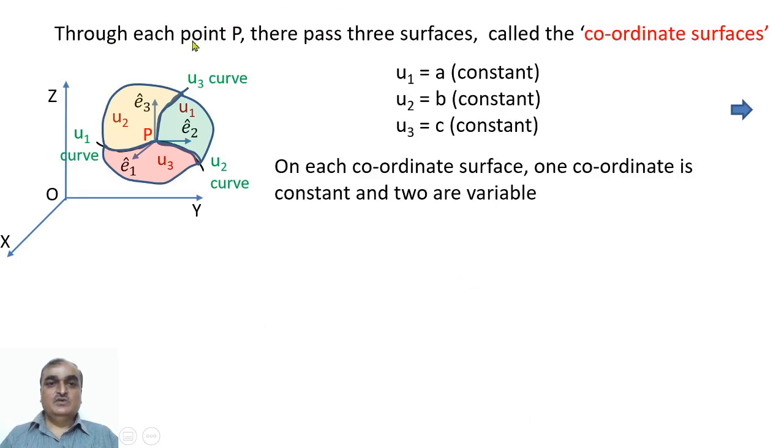Then through each point P, there pass three surfaces called coordinate surfaces. In the previous lecture, we have already seen the definition of coordinate surfaces. If one coordinate is held constant, out of three coordinates, and two coordinates are allowed to vary, then we get a surface. That surface is called a coordinate surface.